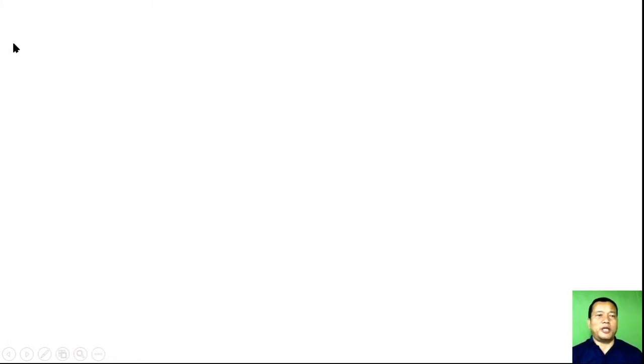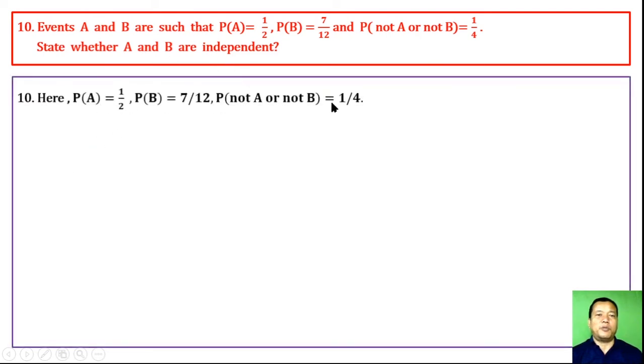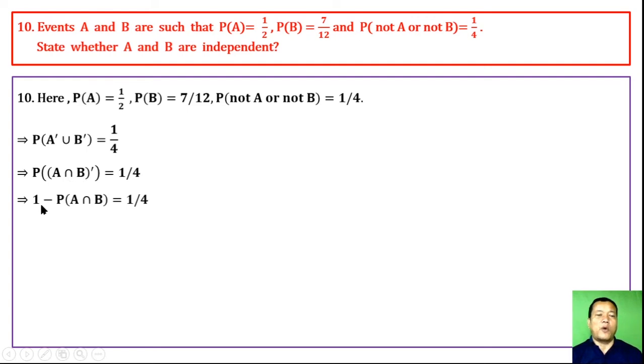For question number 10, events A and B are such that P(A) is half, P(B) is 7 by 12, and P(not A or not B) is 1 by 4. State whether A and B are independent. Here these values are given. P(not A union not B) symbolically we have this. And using De Morgan's law, which can be written as (A intersection B) complement, and which is 1 minus P(A intersection B), whose value is 3 by 4.